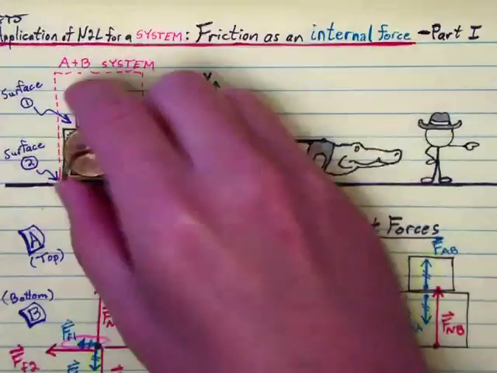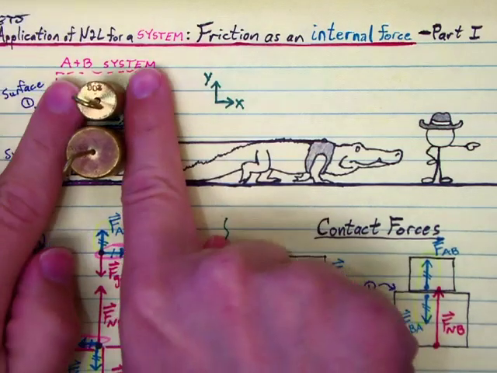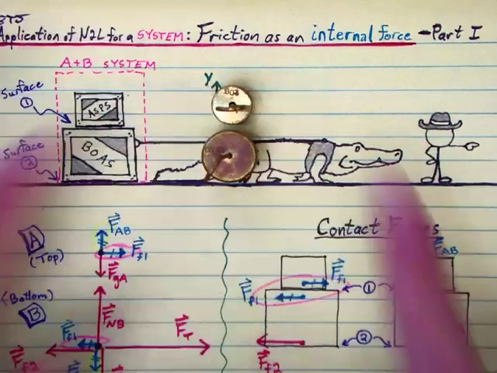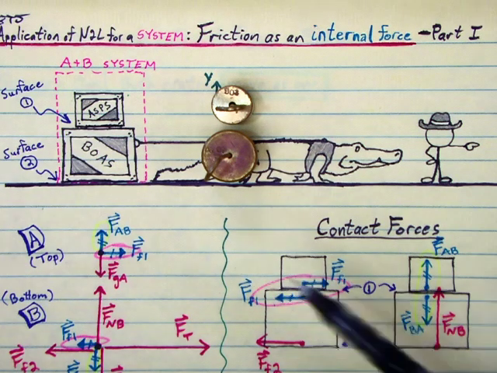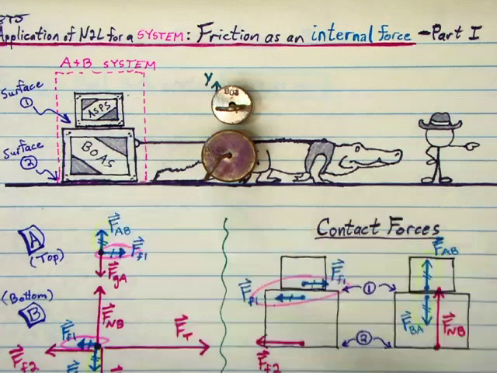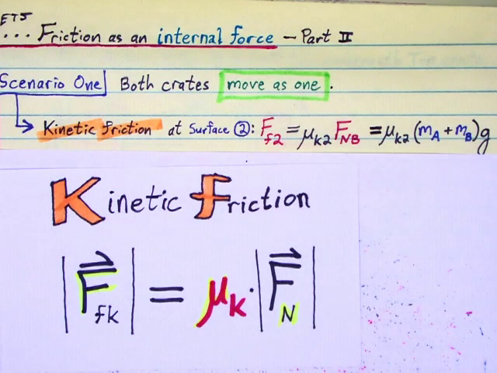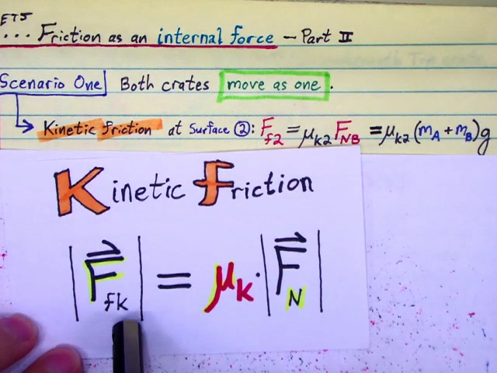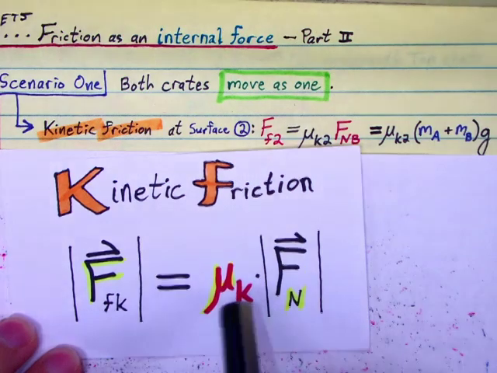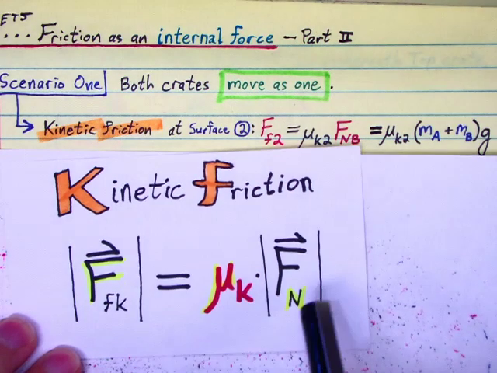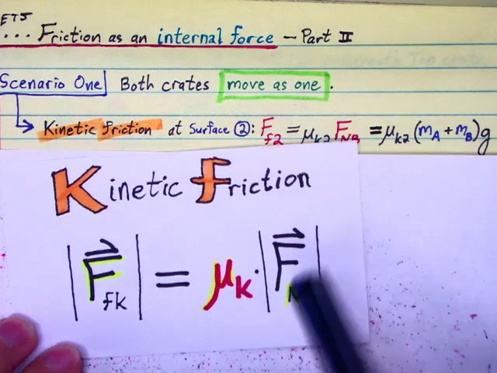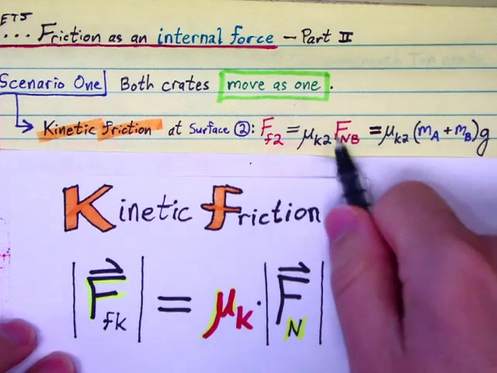So the gator's pulling in such a way that this crate and that crate are both moving together to the right. If that's happening, we can see that there will be a force of kinetic friction between crate B and the floor. Let's look at that force of kinetic friction. We pull out our usual formula for calculating it, but note that now in this scenario, since there are multiple surfaces, we should be specific and say that the force of kinetic friction at surface 2 depends on the coefficient of kinetic friction at surface 2 times the normal force at surface 2. So mu k2 times Fnb.